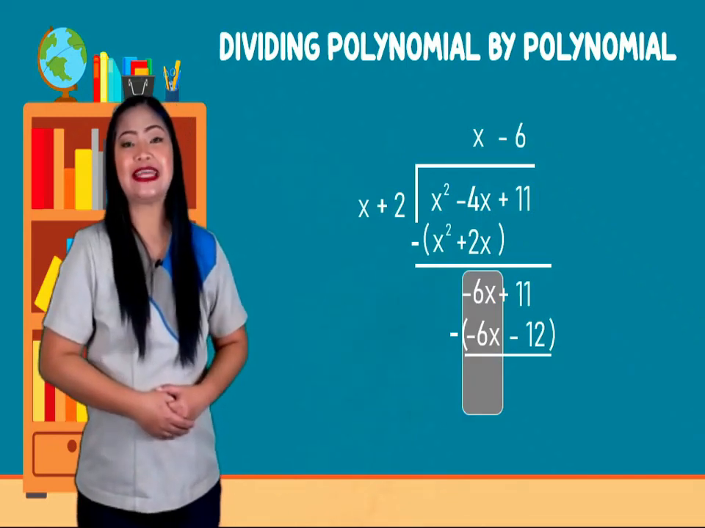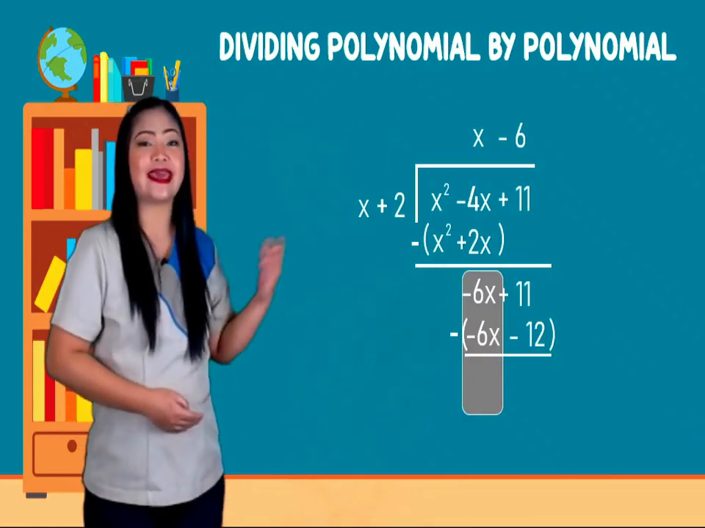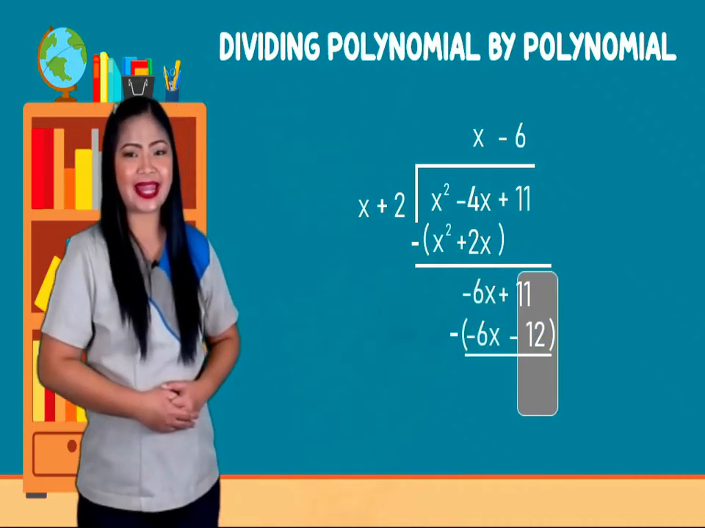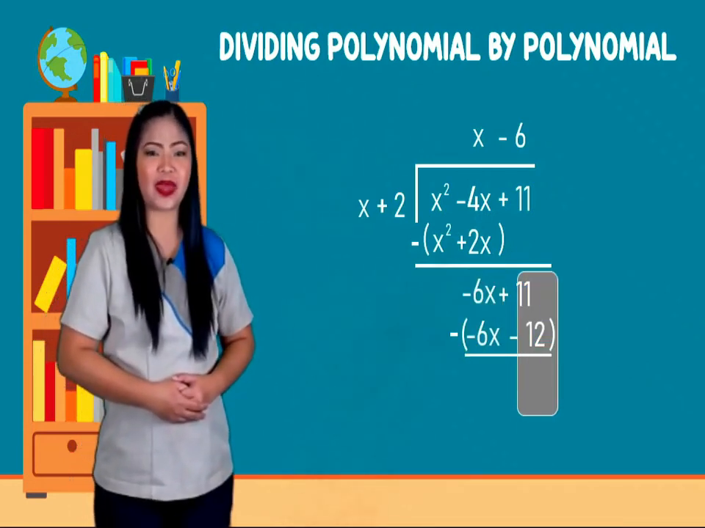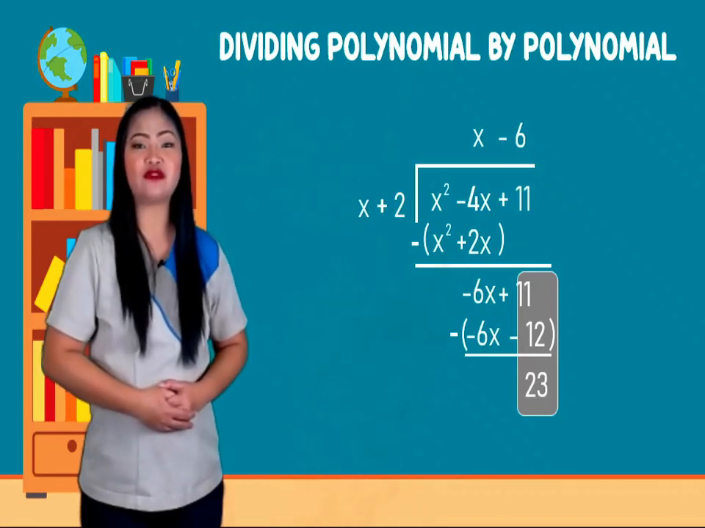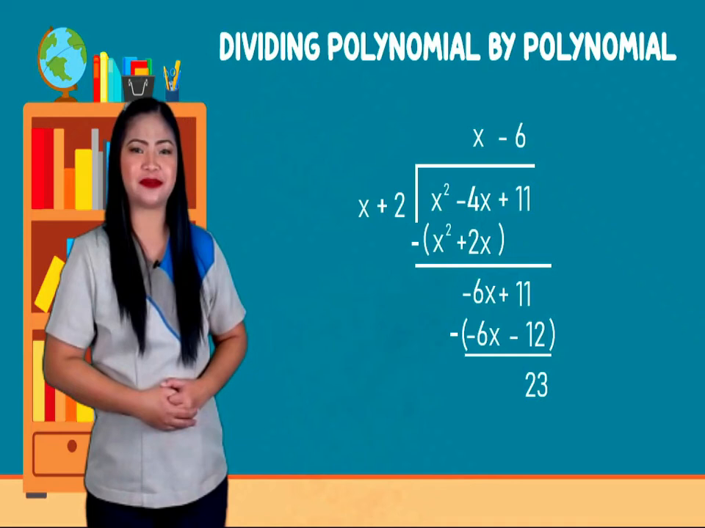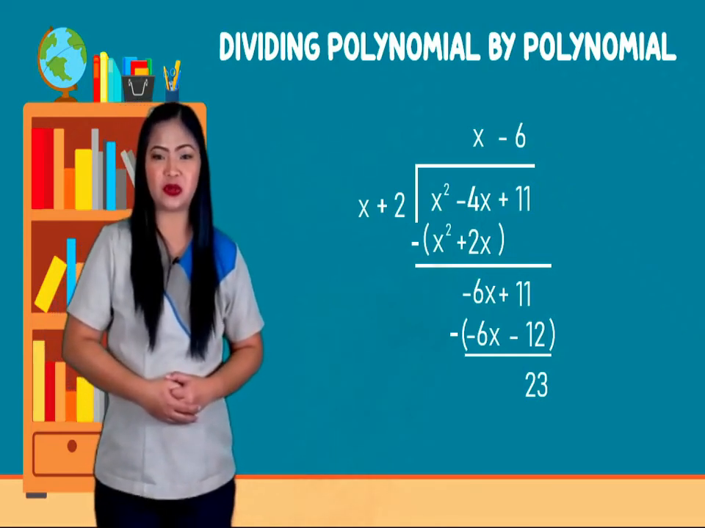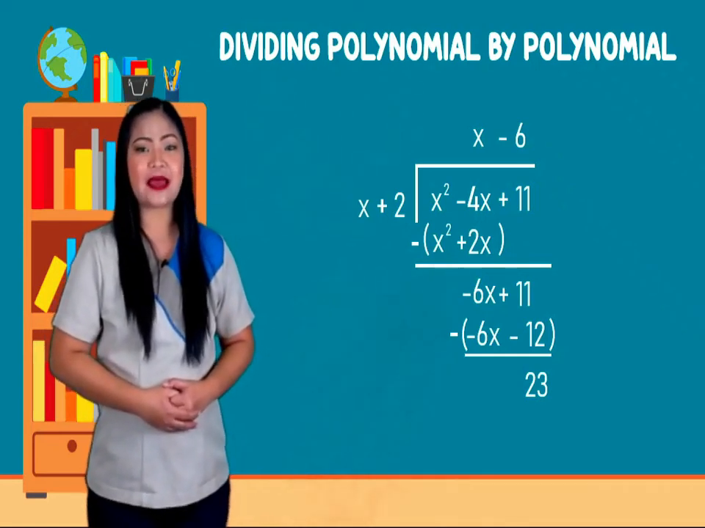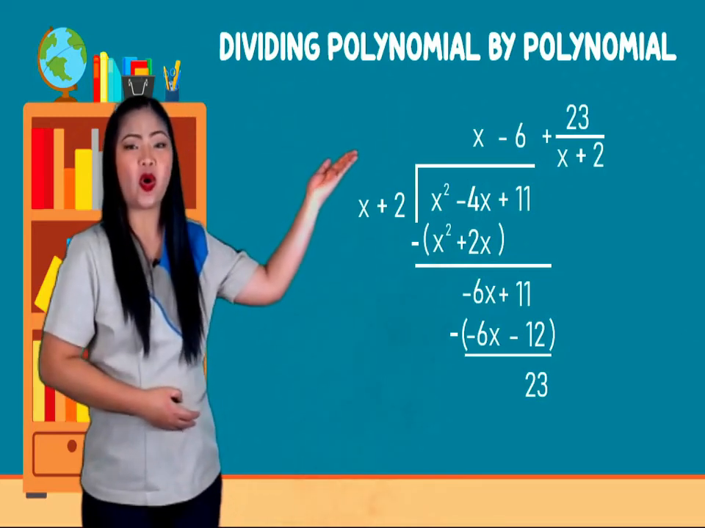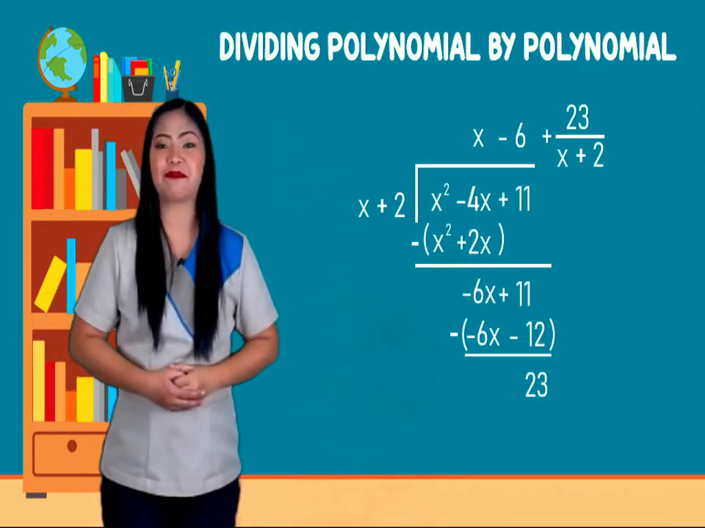Subtracting, we have negative 6x minus negative 6x is 0. 11 minus negative 12 is positive 23. 23 is called the remainder. Therefore, our quotient is x minus 6 plus the remainder 23 over the divisor x plus 2.